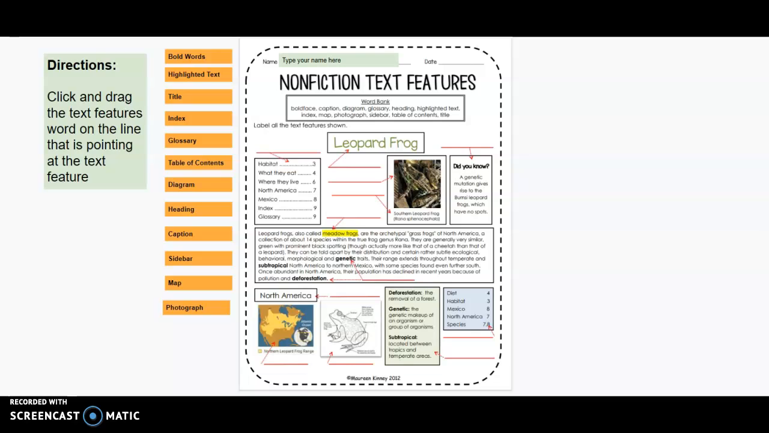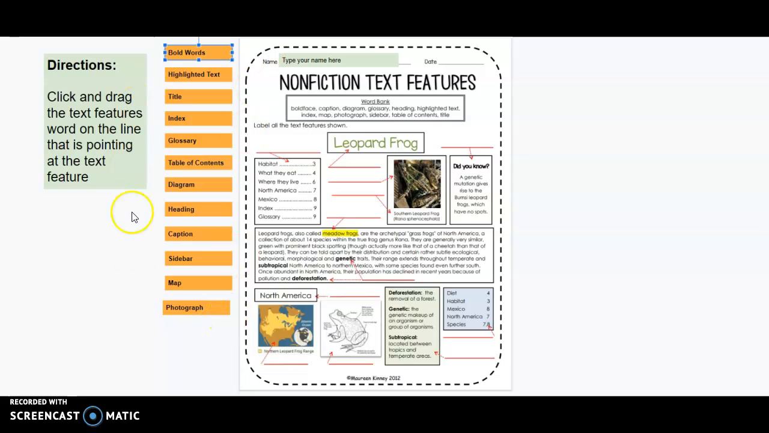For today's assignment, you are going to be filling in the information at the top first by typing your name here, and the directions say to click and drag the text features word on the line that is pointing at the text feature. If I look right here, I see an arrow for leopard frog. If I think the leopard frog text feature is right here, for bold words, I would put it on the line. You will see all the red lines are where you will be putting the text feature for this assignment.